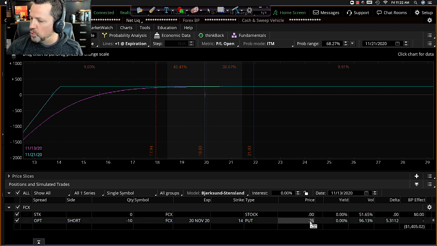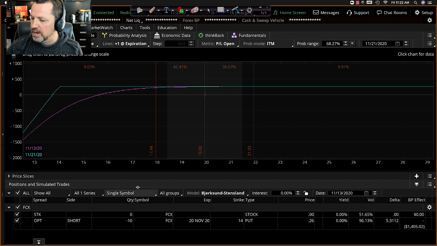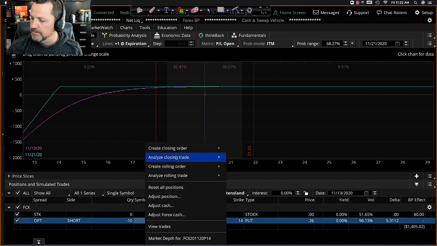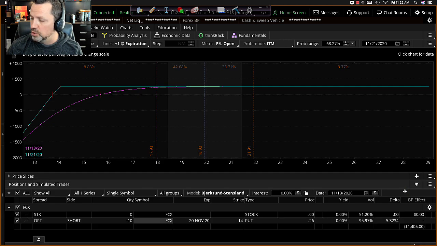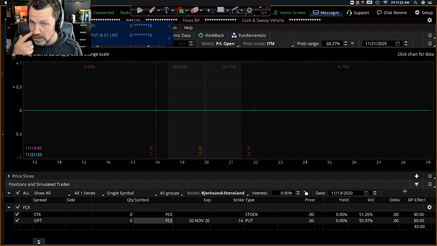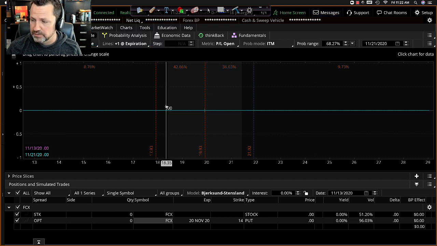They were sold for 26 cents, and right now we could buy those back. I can go ahead and create a closing order. We can buy those back for a penny, meaning we get to keep the 25 cents times 10 contracts, so $250. So I'm going to go ahead and send that in and see if we can get filled real quick. Now, you can do a rolling order as well, but I thought I'd just show you how to do each leg individually.